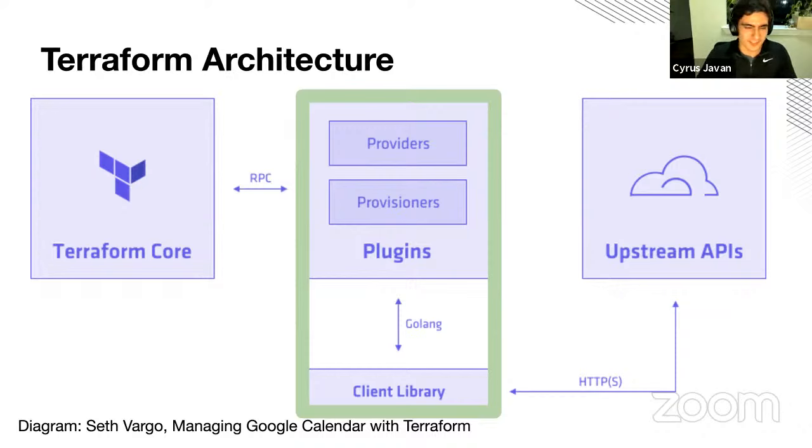So if you look at this great diagram that's from Seth Vargo in his article about how he managed Google Calendar with Terraform, you can actually see that Terraform core interacts with plugins through this RPC-based plugin interface. And then those plugins use a client library of their choice to actually talk to the upstream APIs. And this diagram points out that it's HTTP for talking to upstream APIs, but it actually could be anything. So pretty much anything that's an API that has state, you could use Terraform.